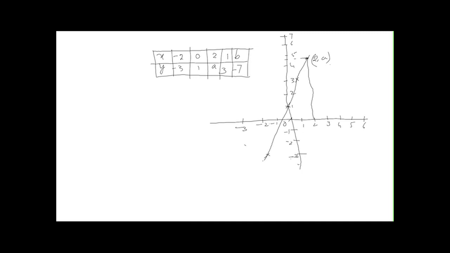So let us see some other questions. If 2 comma 0 is a solution of 2x plus 3y equal to k, then what is the value of k? Ma'am, 4. Correct.